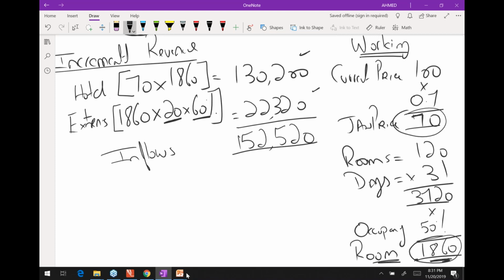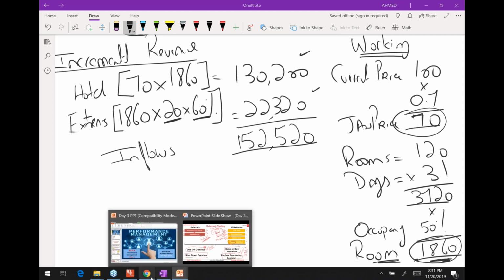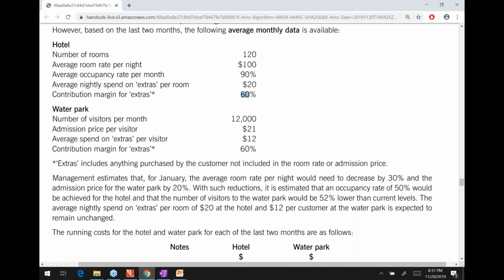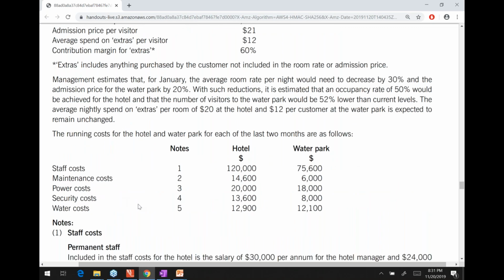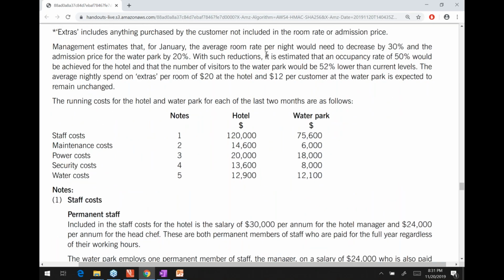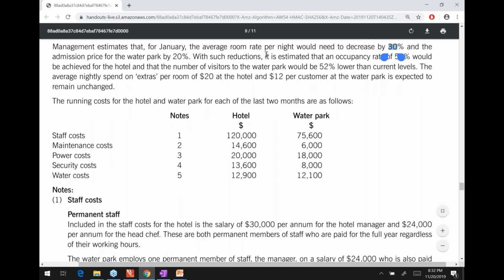Why do we take 60%? It's very simple, friend. 60% is the contribution. Obviously, we need to take contribution because variable cost will be deducted from the revenue, so we'll be left with contribution. That's why I'm taking contribution. That's it. Okay, I hope this is clear. Now, after working out the incremental revenue, let's move towards the cost. So I've used my entire data of 30% decrease in price and 50% occupancy level for my calculation purpose. 31 days. Now staff costs.